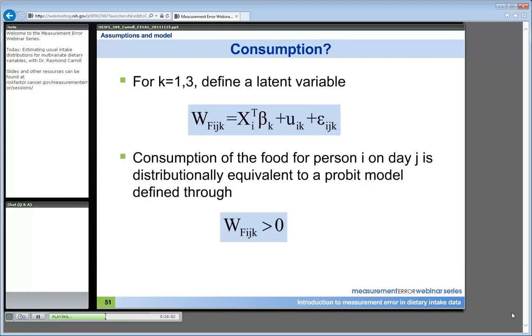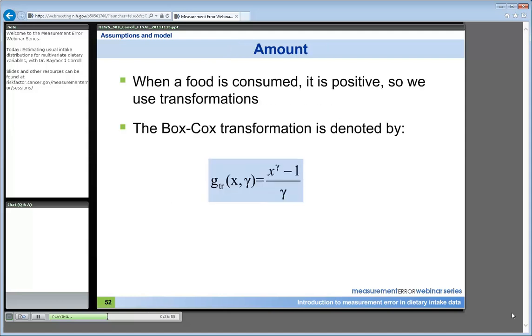So there's three components. The first thing is consumption. Well, consumption is a funny concept, but we use a technique that comes from econometrics, and that's called choice-based sampling. And what it says is, well, there's this latent variable. I have the X beta here. That's the effect of demographics. The U is the effect of individual persons, and the epsilon is the effect of day-to-day variability. And I will never see this W, but I'm going to say that consumption of the food is equivalent to this latent variable, this unseen variable, being positive. And this is a really good way to model consumption.